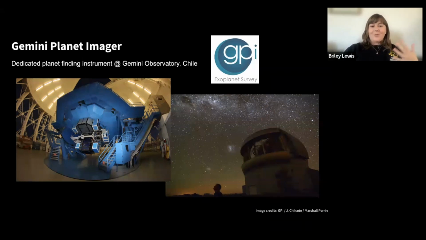Since you guys are observers, you probably know you can see a different set of stars in the south than you can in the north. So Gemini did a survey of stars looking for planets in the south, and now the Gemini Planet Imager will hopefully do something similar in the north with an upgraded, bigger, better, everything instrument.